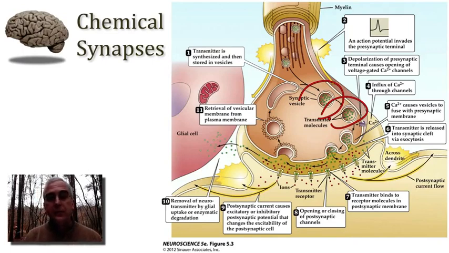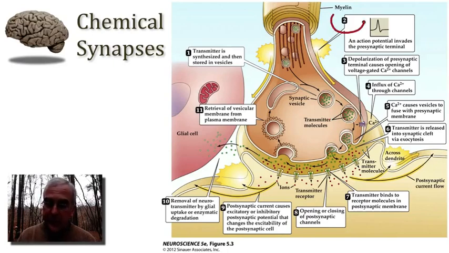Those docked vesicles are the ones that are docked and ready to go when an action potential arrives. Okay, so sure enough, an action potential does indeed arrive at the presynaptic terminal. So this is step number 2 now. And so a wave of depolarization passively diffuses along this pre-terminal membrane until we encounter a voltage-gated calcium channel.